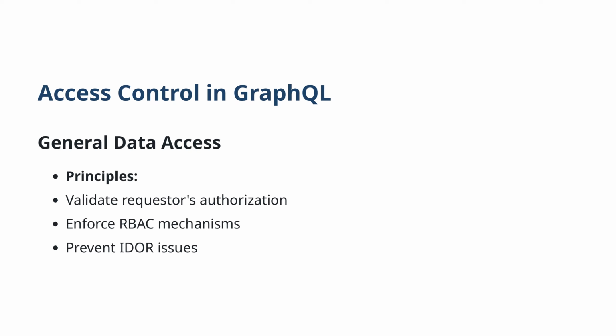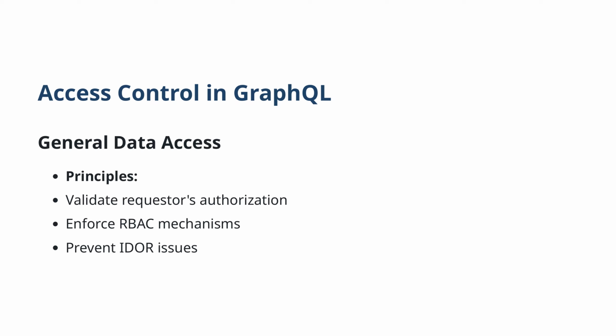In this slide, we're going to discuss access control in GraphQL, focusing on general data access principles. Firstly, it's critical to validate the requester's authorization. This involves checking whether the user making the request has the requisite permissions to access the specific data they are requesting. Secondly, we need to enforce role-based access control mechanisms. RBAC helps in assigning permissions based on the roles assigned to users within the system. This way, we can ensure that users can only perform actions or access data that their role permits.